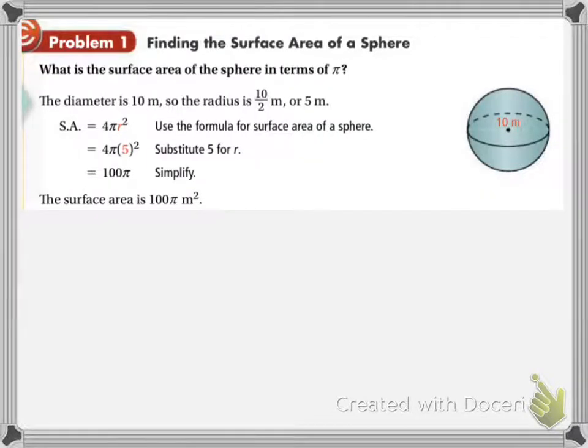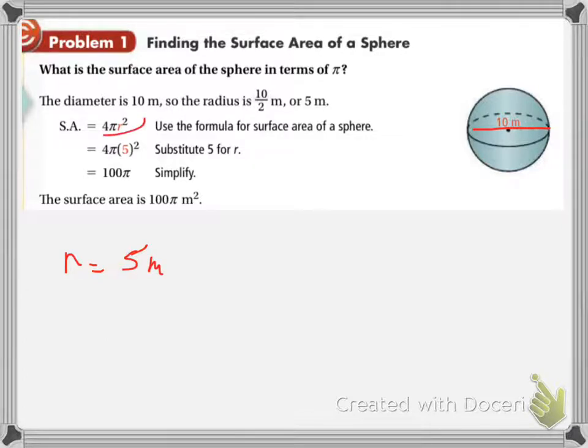So again, what is the surface area of a sphere in terms of pi? They give us a diameter. It's kind of hard to see, but there's a white line here that runs through the center. They give us a diameter of 10 meters. So with the diameter 10, that means our radius is going to be 5 meters. And again, you can kind of see the work above.